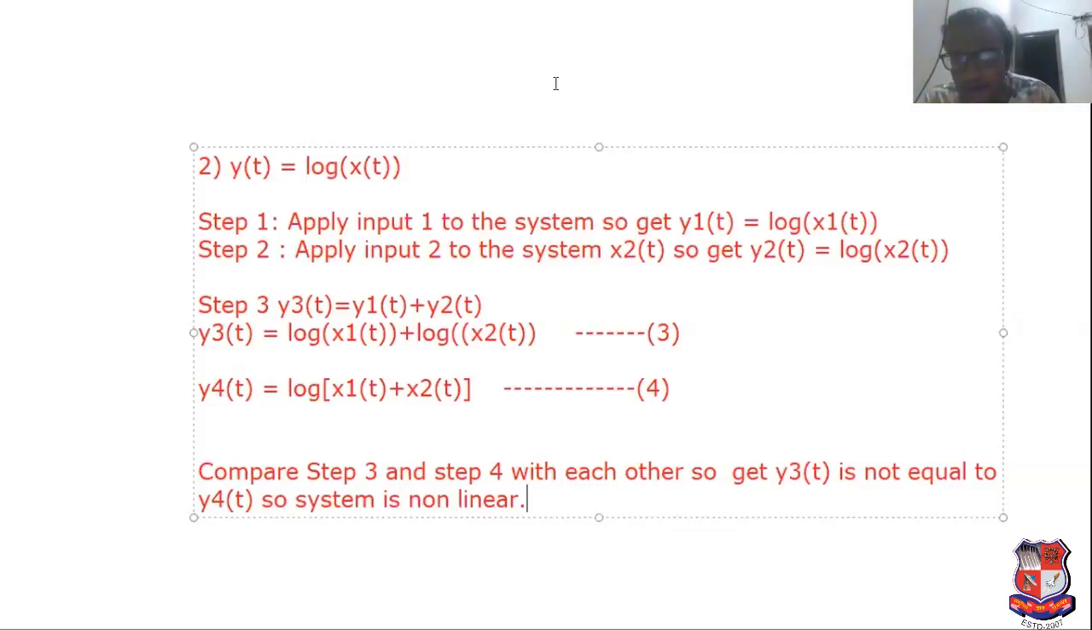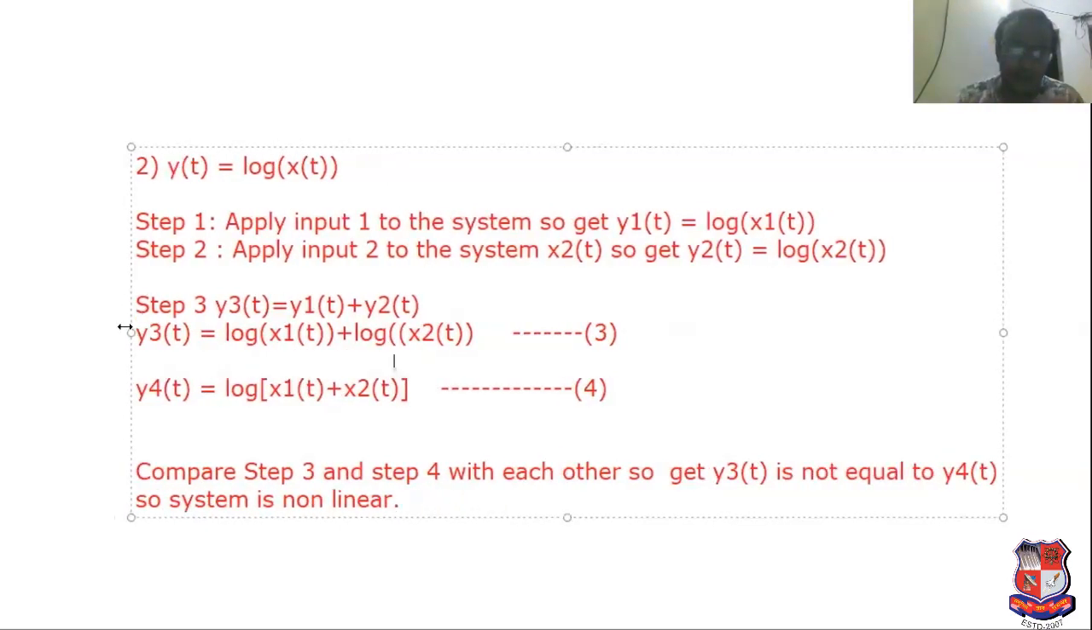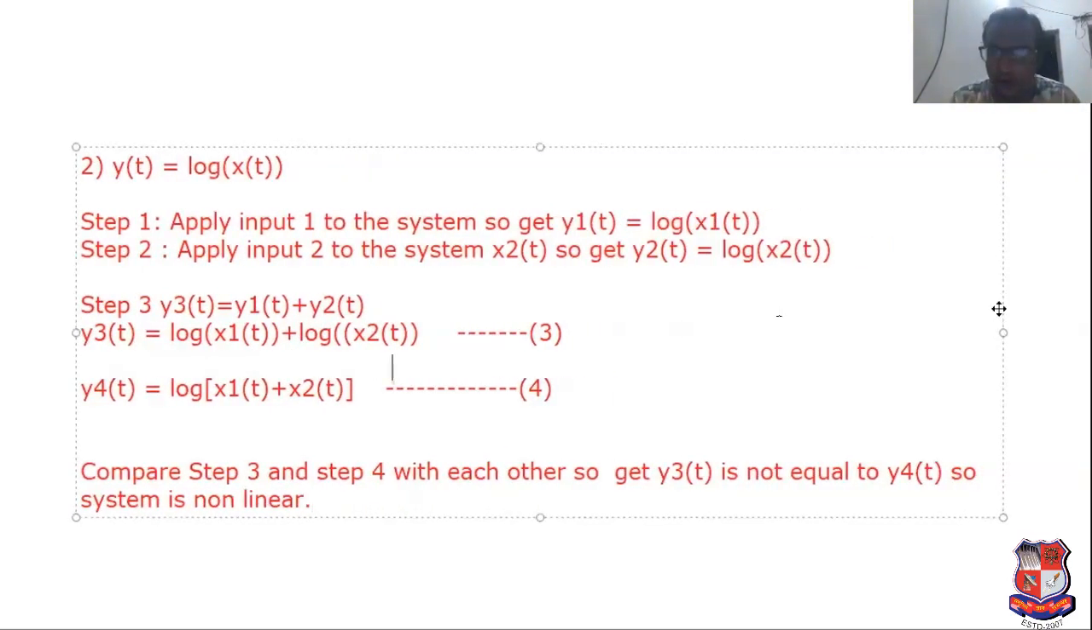Second example also non-linear. Now we have concentrated on the third example. See this is the entire explanation. Logarithmic operation, it is not equal. Here in the individual addition, here addition in terms of x1 plus x2, so it is converted into multiplication. So it is not equal to each other. That's why the system is non-linear. Log of x1 plus x2 indicates log x1 of t into log x2 of t. So it is the explanation related to non-linear system.